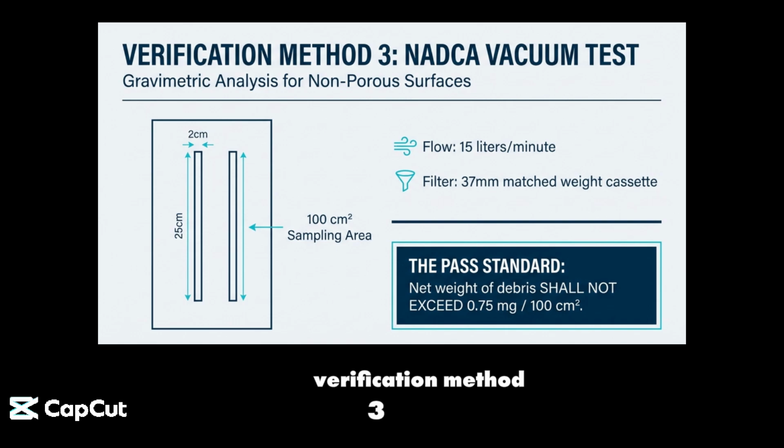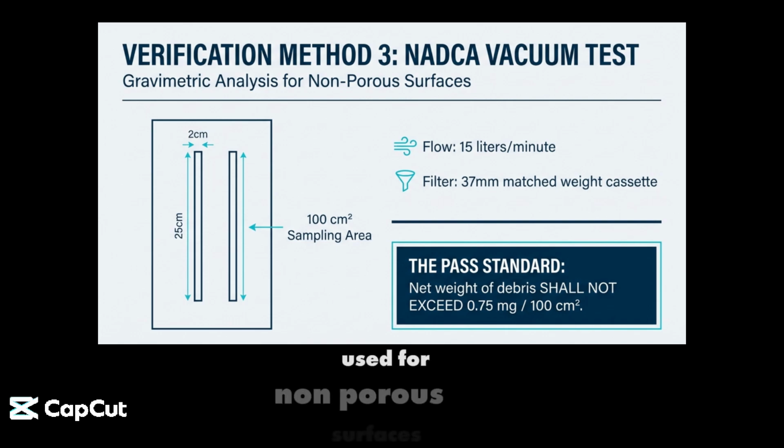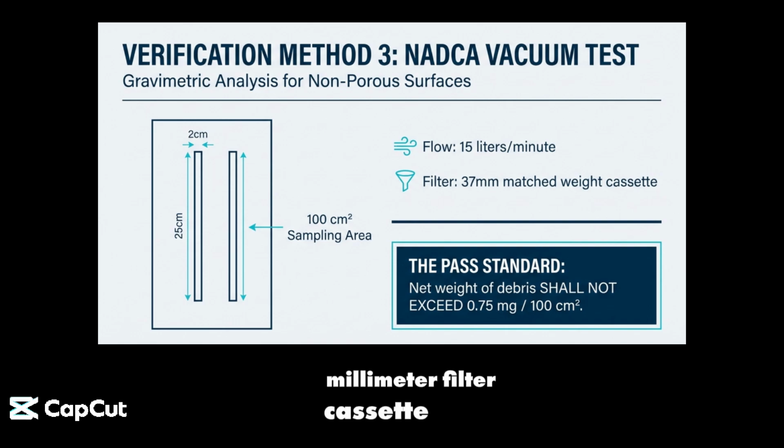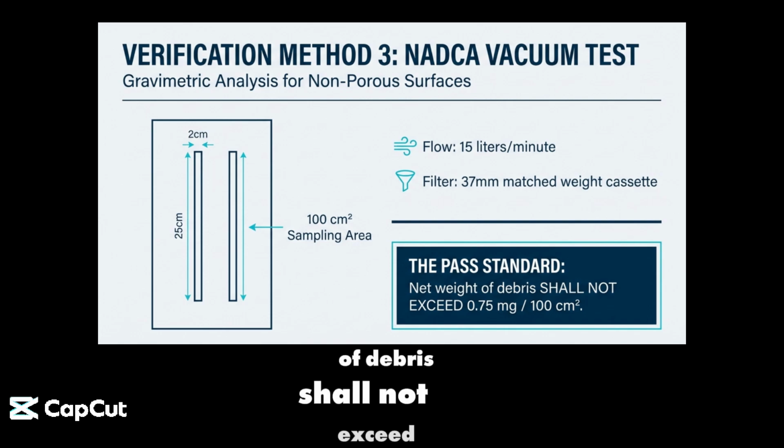Verification method 3 is the NADCA vacuum test, a gravimetric analysis used for non-porous surfaces. It uses a flow of 15 liters per minute through a 37 mm filter cassette over a 100 square centimeter sampling area. To pass, the net weight of debris shall not exceed 0.75 milligrams per 100 square centimeters.